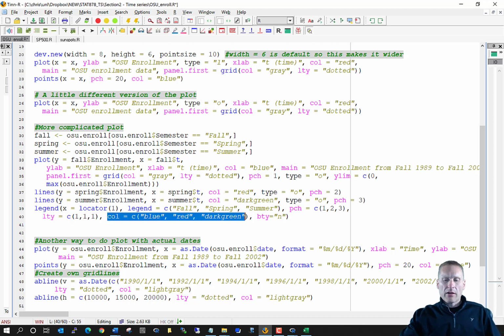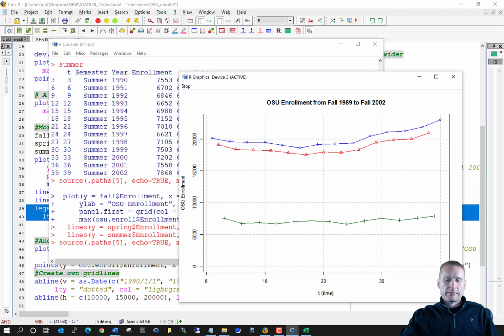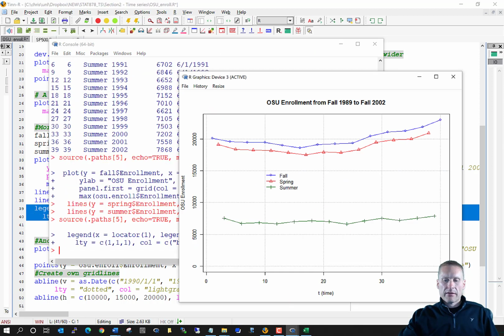I put in my colors in the same order corresponding to what is in my legend. BTY stands for box type. I don't want a box around my legend, I just want the names themselves. And then lastly, for my X argument for legend, I used locator 1, and what that's going to allow me to do is interactively click on the plot to drop in the legend. So let me go ahead and run that code, and there we go. There's my legend.